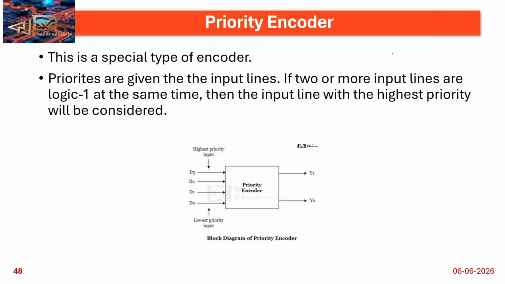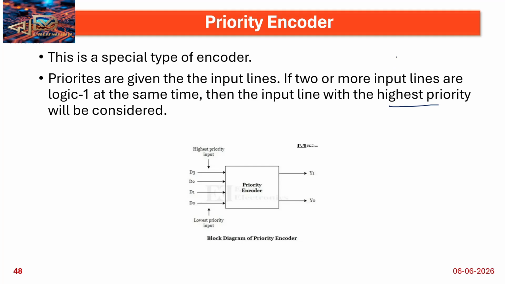So priority encoder means it gives priority to the most significant bit. The highest priority is given to the leftmost bit. When the leftmost bit, the most significant bit, is 1, at that time we are getting 1 here. So that is the priority encoder.